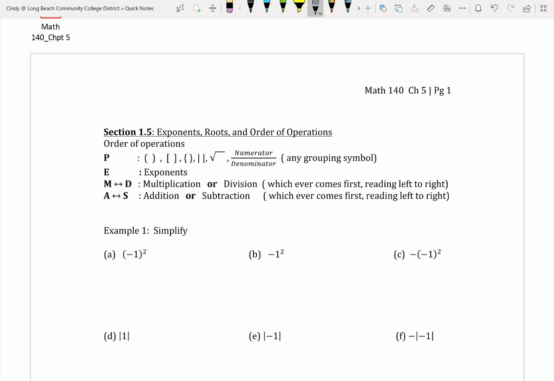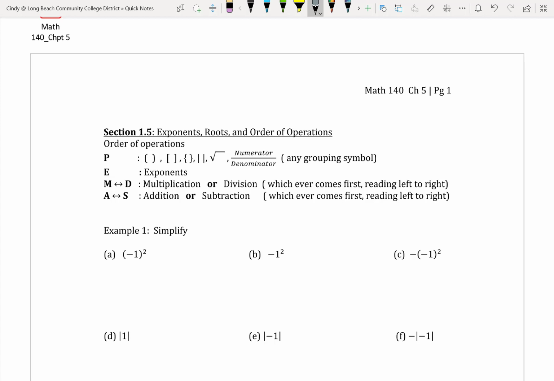Before we actually dive into Chapter 5, we're going to have to review a little bit in Section 1.1, reviewing our rules of exponents, roots, and order of operations. Hopefully you remember that order of operations, we do following a particular sequence. That sequence is usually referred to as PEMDAS, or please excuse my dear Aunt Sally.